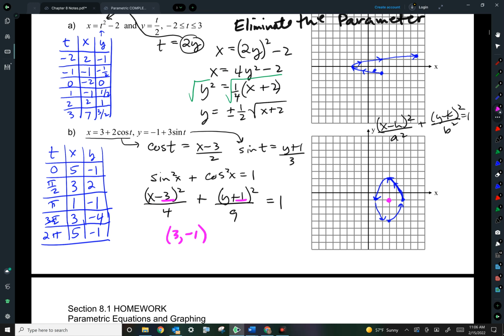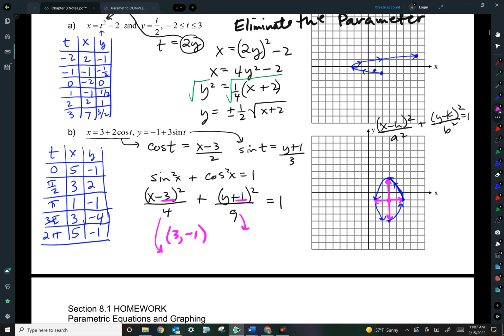And remember how the 4, the number under the x, represented how far you go in the x direction, but remember that's like an a squared, so you would go 2 units left and right. Look, 2 units both left and right. And then doesn't this 9 represent how far you would go up and down? So that's your b squared, so the b is 3, so you go 3 units up, 3 units down.